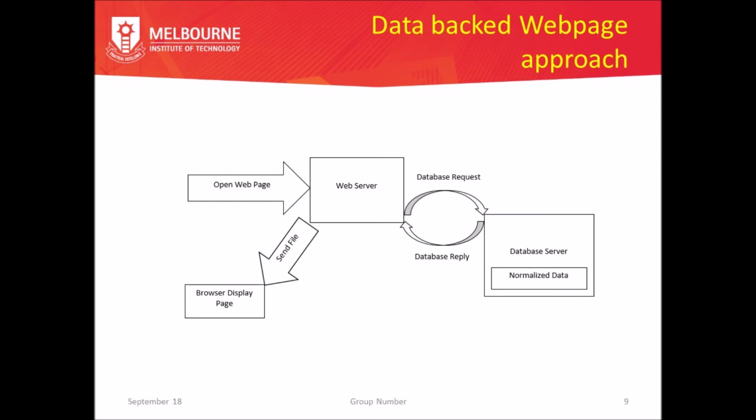We can see in this diagram that this is approach number 3, which is the data backed web approach. Once the user sends a request to the web page, it goes to the web server, and from the web server it sends a request to the database server. We can see multiple forms of data stored in the database server, and the database server responds to the web server, and from the web server it sends the files to the web browser, and it displays our required result.